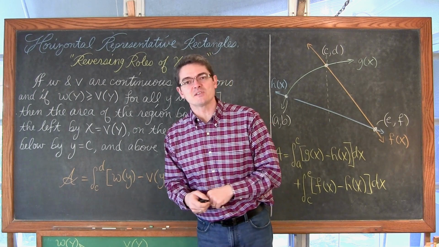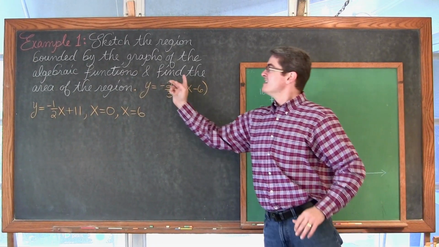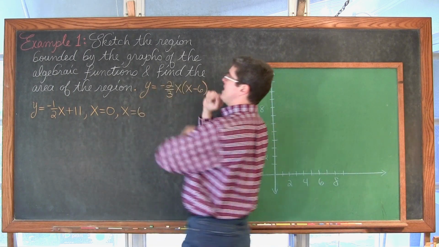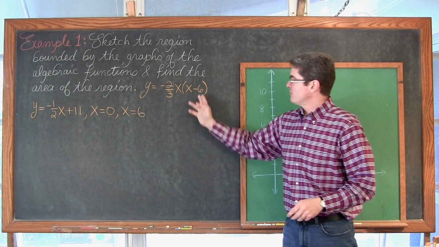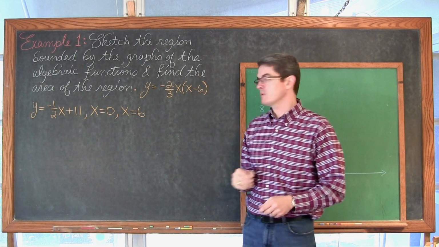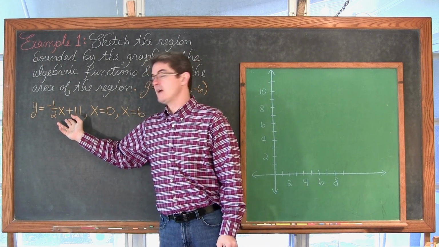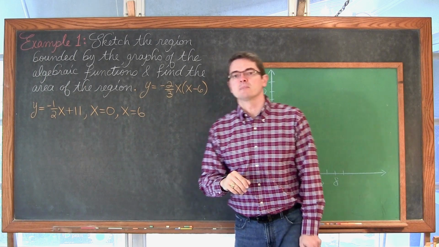All right, let's get on to some actual examples. Sketch the region bound by the graphs of the algebraic functions and find the area of the region. The functions are y equals negative 2/3 x times (x minus 3), y equals negative 1/2 x plus 11, x equals 0, and x equals 6.